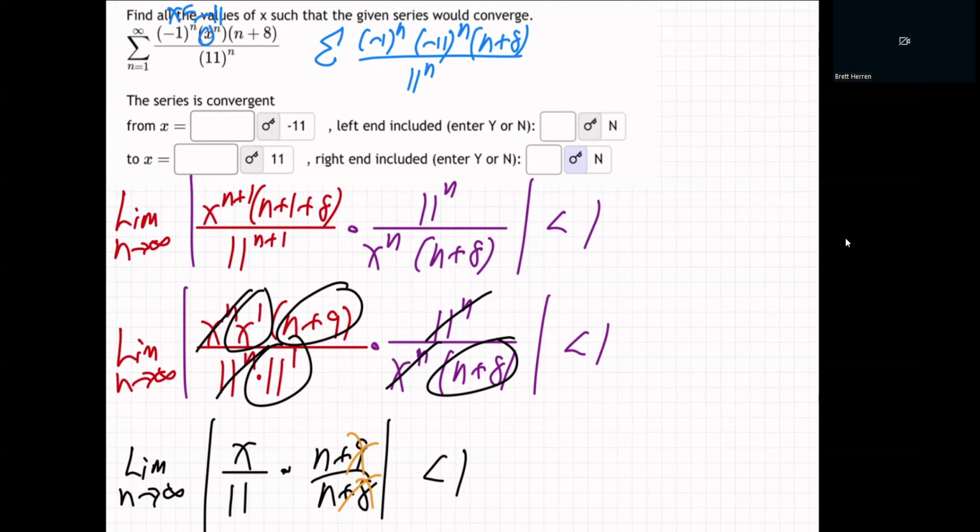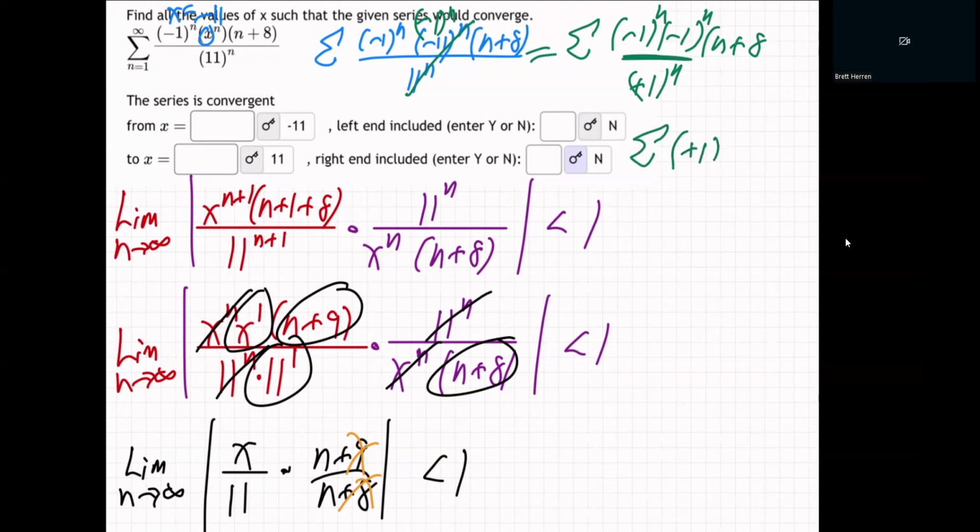So what's going to happen to that? Well, basically, these are going to cancel out, except it'll leave a minus 1 to the n term. So that'll be the sum, minus 1 to the n, minus 1 to the n plus 8. Minus 1 times minus 1 is plus 1 to the n. And so this is the sum of plus 1 to the n times n plus 8.